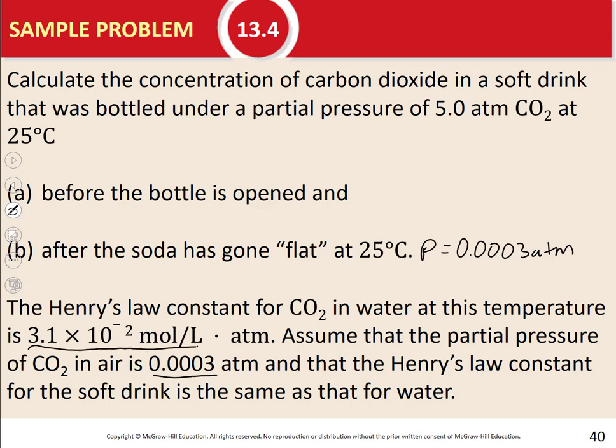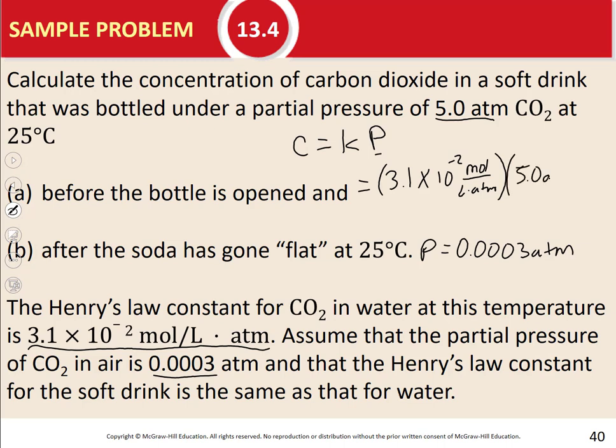10 to the negative 2 moles per liter times atmospheres. So first we're going to calculate what the concentration is at 5 atmospheres before it's opened. Again, our equation is concentration is equal to the Henry's law constant times the pressure. So here, Henry's law constant, 3.1 times 10 to the negative 2 moles per liter atmospheres, times, before it's opened, what is its pressure, P? 5 atmospheres. So atmospheres will cancel, and we'll just be left with moles per liter, which is molarity.